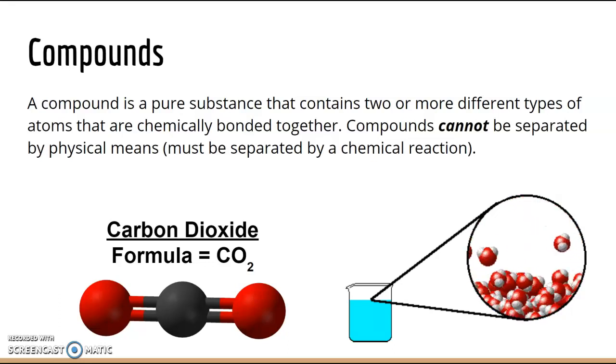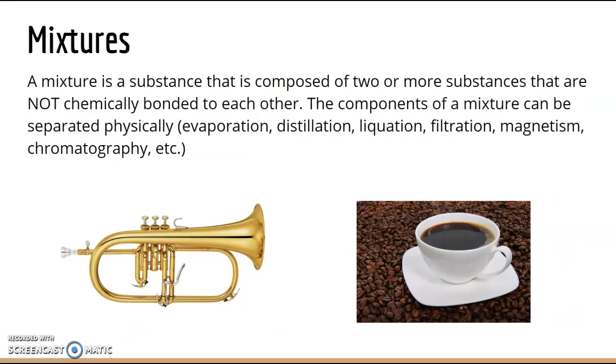So carbon dioxide has the formula CO2, indicating that it is made up of one carbon atom bonded to two oxygen atoms. It's kind of like H2O. You guys all know that. Water is chemically called H2O. That's because it is a compound made up of two hydrogen atoms bonded to one oxygen atom, forming a molecule of water. The last classification is mixtures.